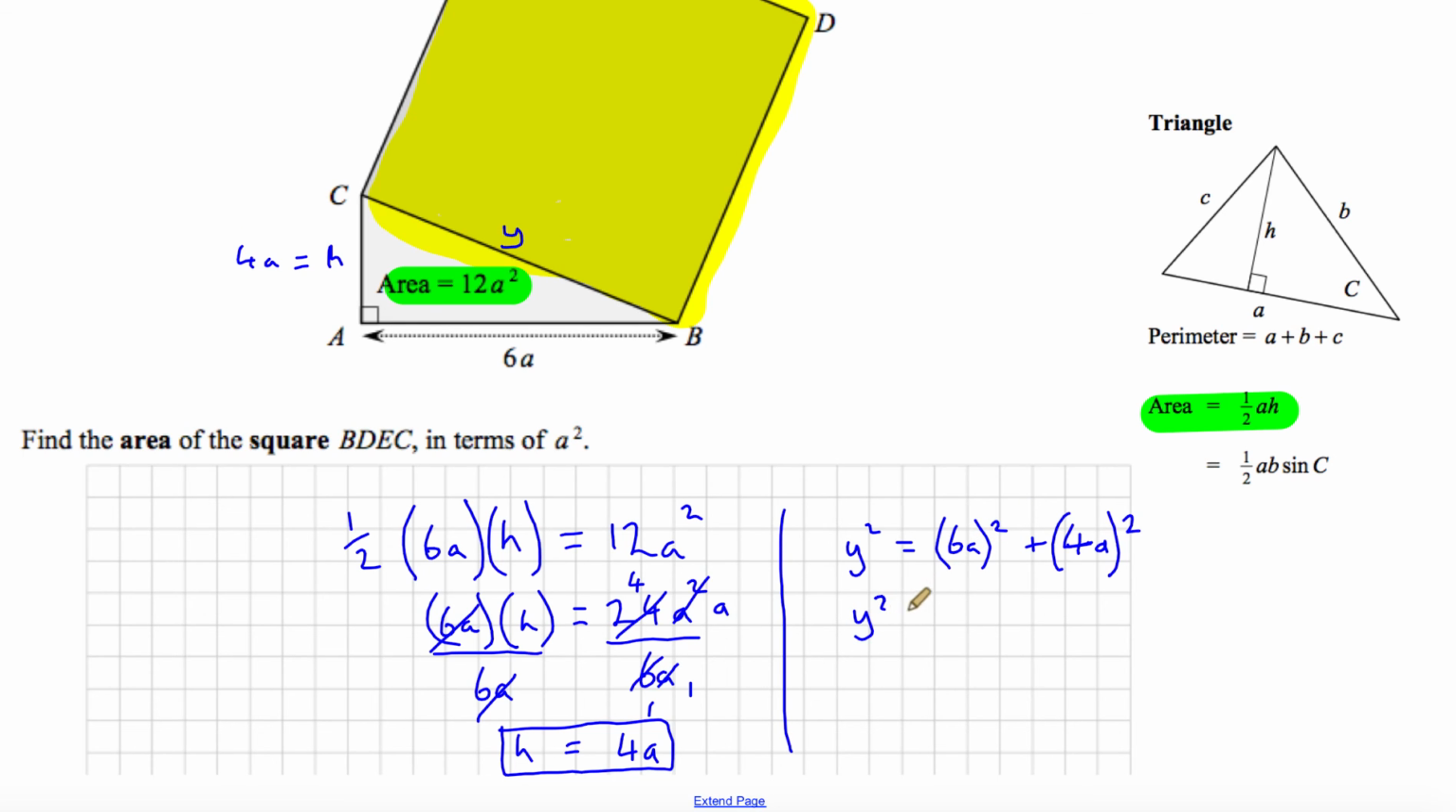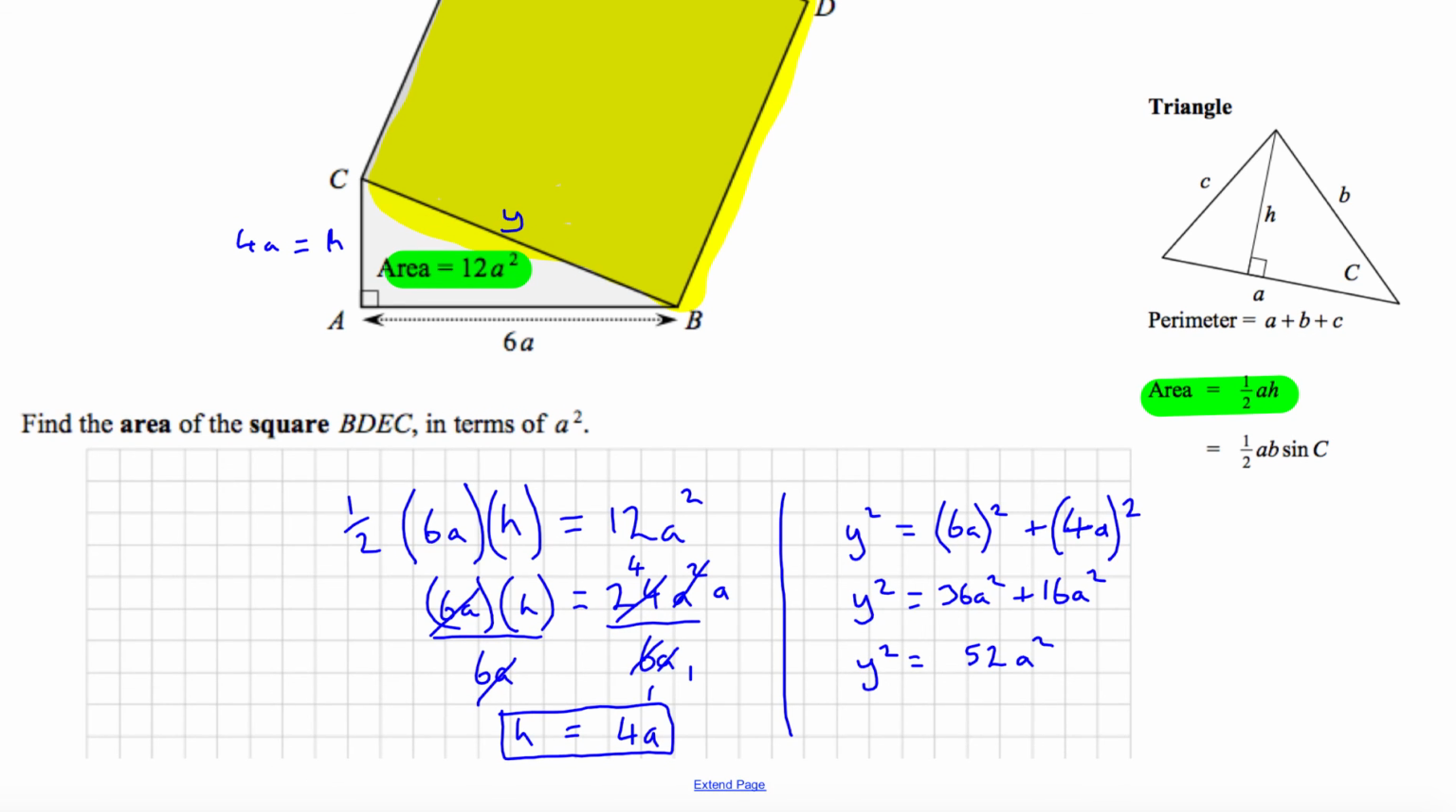So that gives me y squared is equal to (6a) squared, so 6a by itself, 6a by 6a is 36a squared, and 4a by itself, 4a by 4a is 16a squared. So we get y squared, which is equal to 36a squared plus 16a squared, which is 52a squared.